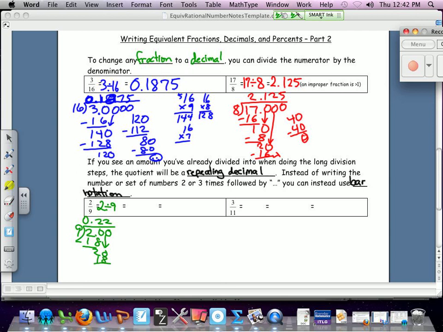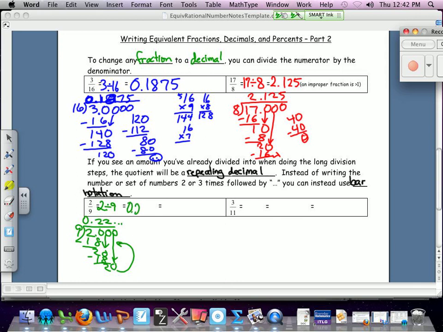Yes, I'm repeating myself to get answers, but I'm repeating myself because it's going to keep happening again and again. I get 2 times, because 2 times 9 is 18, and then I subtract and get 2, bring down a 0, and get 20. I'm going to keep having that happen over and over. So every single time, I'm going to have 0.2, 2, 2, 2, 2.